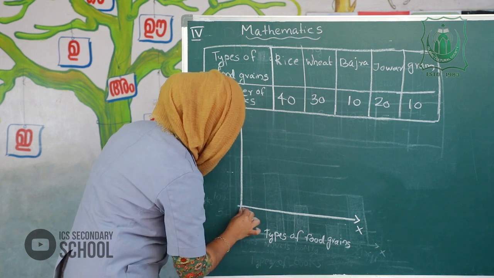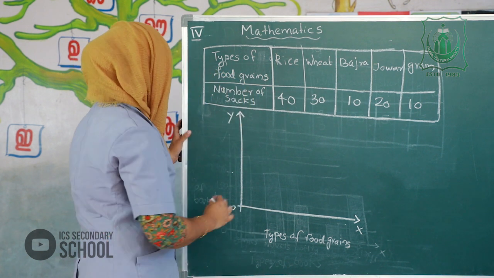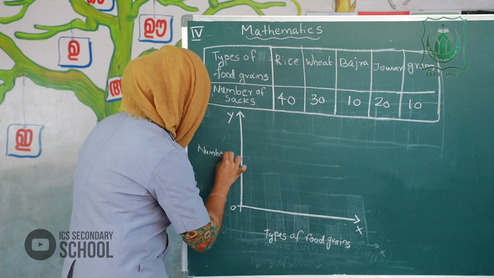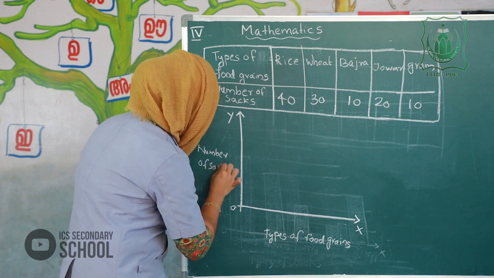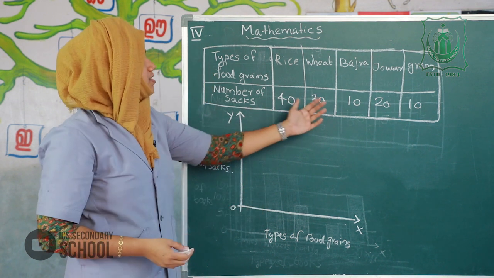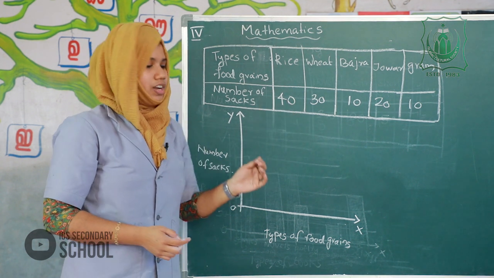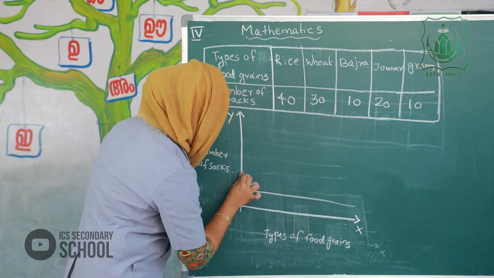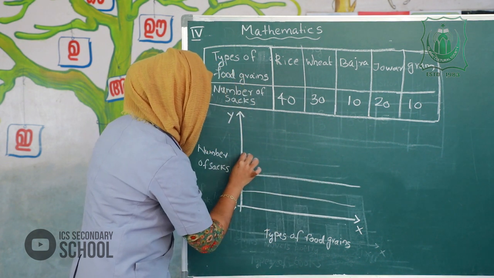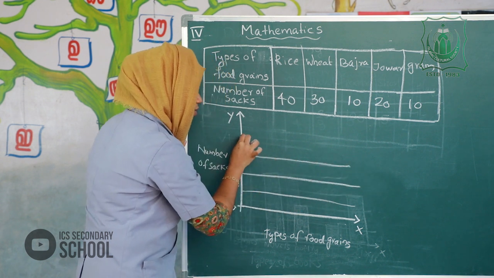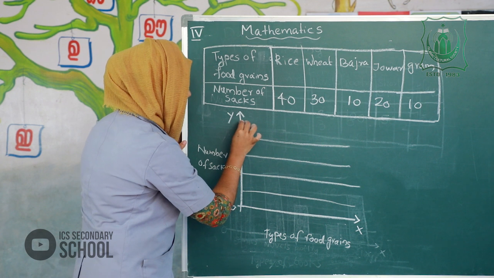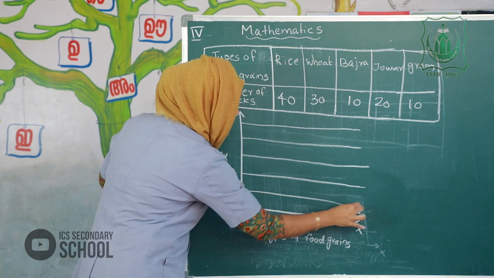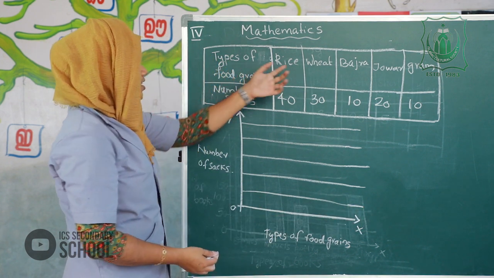Okay, and here we can write the number of sacks. Okay, here the maximum data is 40. So we can write, before that we can make lines at equal distance. If you are writing on your notebook, you take equal distance. Like that.